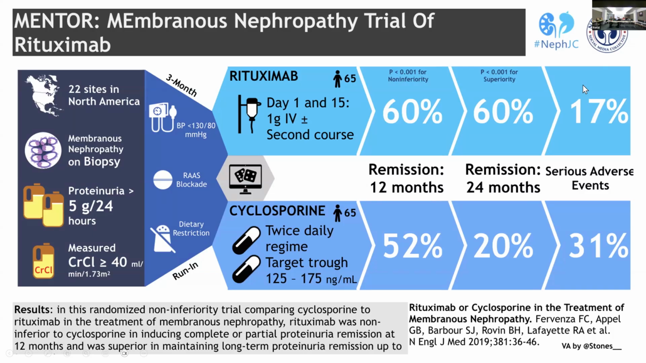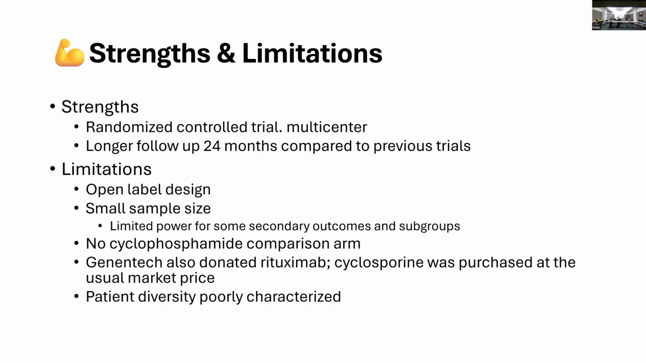And then we already talked about the numbers, and overall adverse events were less in the rituximab group as well. And a big takeaway, questions. So the strengths: it is a randomized controlled trial, at multiple centers, with the longest follow-up that's been seen for rituximab in membranous nephropathy. It is open label. It's a very small sample size, about 130, and of that, a couple of people didn't fully finish the study because they weren't responsive to treatment. So it has very limited power for what we can say about the secondary outcomes.